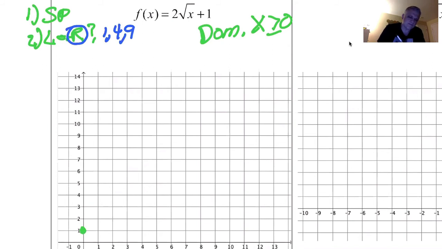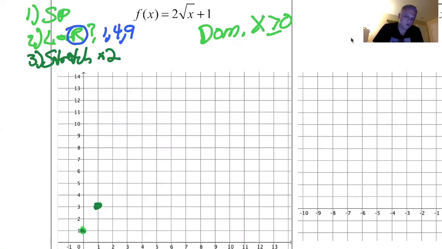And then finally, is there a stretch? This one does have a stretch because there's a 2 there. So I'm going to multiply all of my vertical moves, my 1, my 2, and my 3, by 2. So I'm at the starting point right here. I'm going to go right 1, and instead of going up 1, I'm going to double that. I'm going to go up 2.